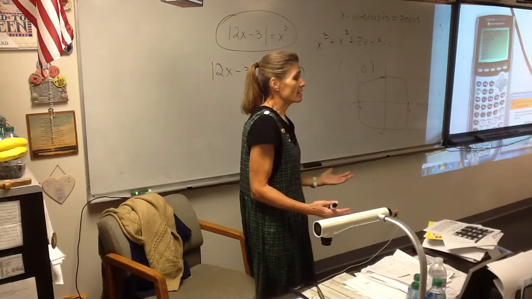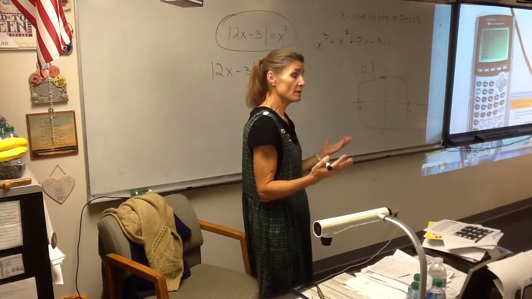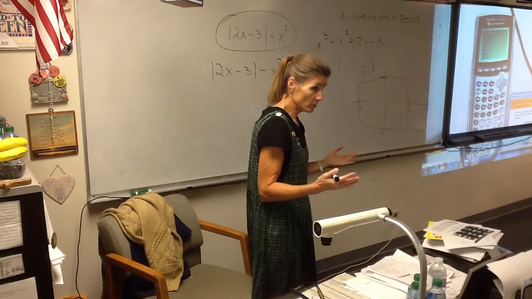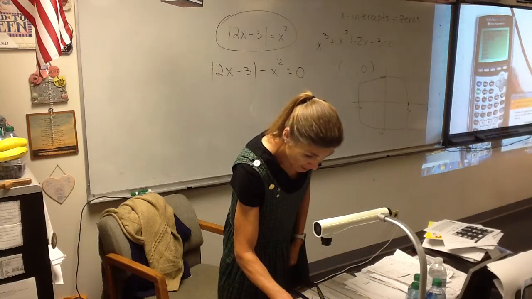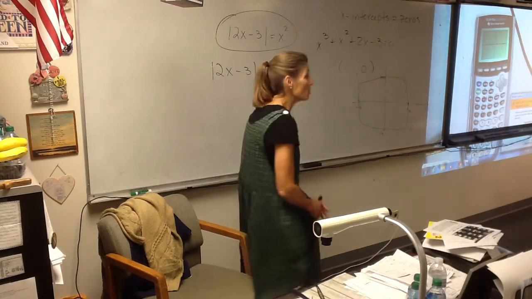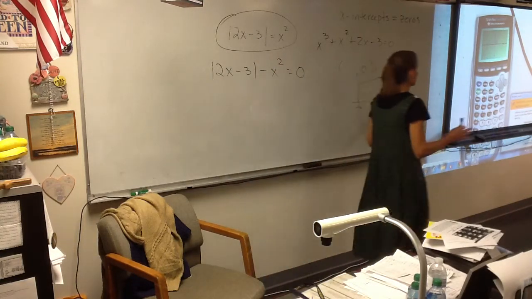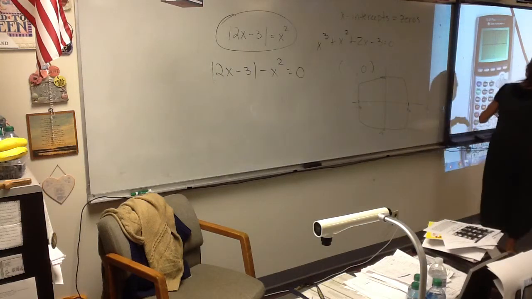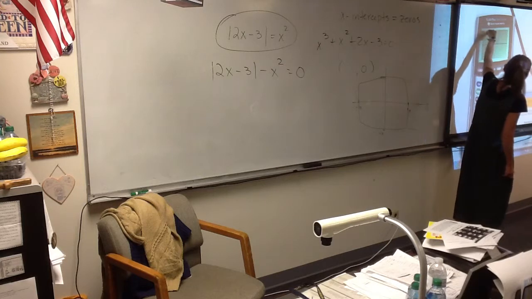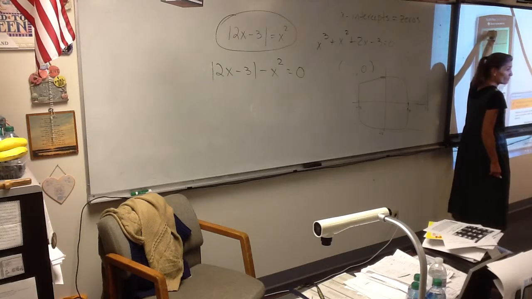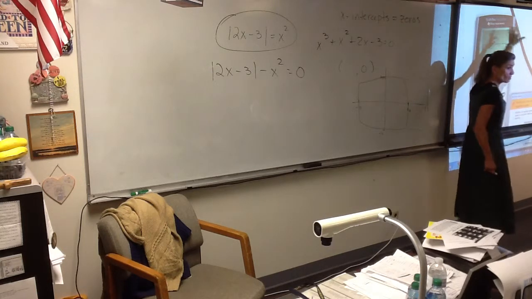Now what's going to happen when I hit graph? I'm going to get two things, right? And what am I going to be looking for? Where they intersect. So I'm going to go ahead and press graph. Now I made no adjustments to my window, so I have no idea. I see a point right here. I'm a little worried up here. Do you think there might be another point up there? Yeah. It looks like there might be.